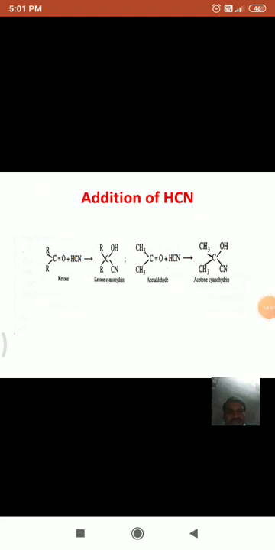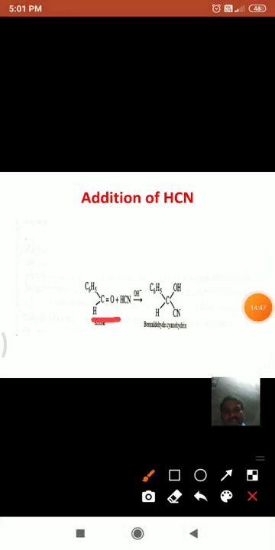For example, this is acetone. This acetone molecule combines with hydrogen cyanide. It forms acetone cyanohydrin. Acetone cyanohydrin means it is the product formed when acetone combines with hydrogen cyanide. This is about this.